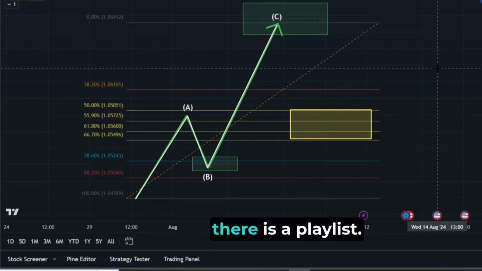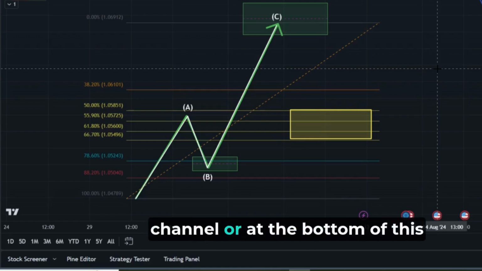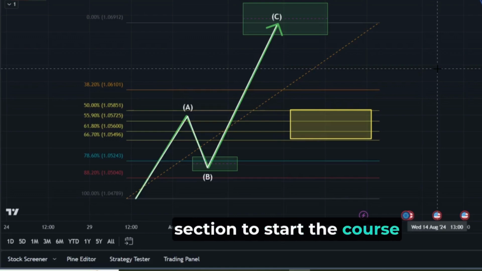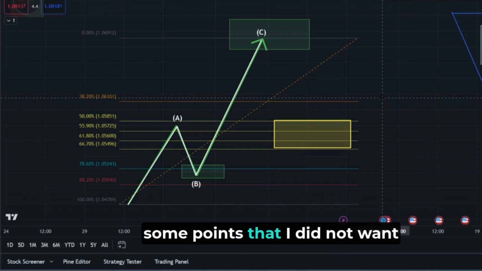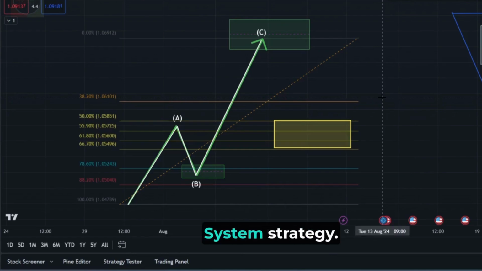For your information, there is a playlist. They're all specific to the SK System course. You can access them from the channel or at the bottom of this section to start the course from the beginning. Of course, we touched on the SK System sequences, what the SK System is, and we explained many things, but in some points I did not want to touch on in the SK System strategy.